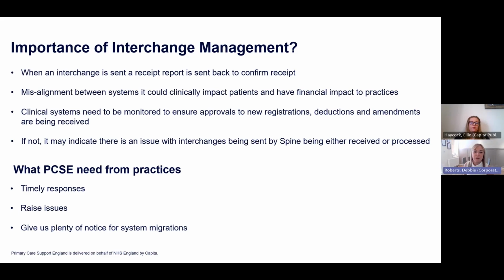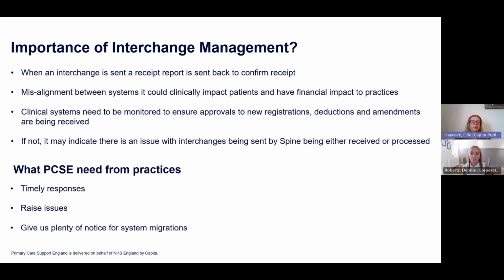Okay, is there anything that we need from practices then? So in order to ensure that it's resolved, we need your timely response. We need you to respond as quickly as possible. If we've raised something to you or you identify something, we need to sort that out straight away. So there is an email address that we would require you to email in, pcsc.registrationspreston. We'll talk about that later for these contacts.